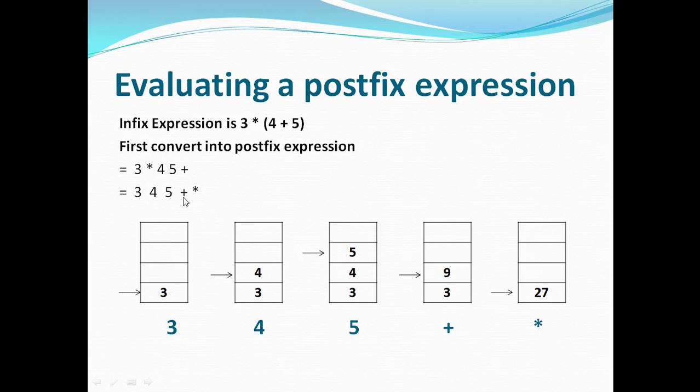Then the next character is the operator plus, so the topmost two elements, 5 and 4, will perform the operation. So addition of 5 and 4 is equal to 9. Then the next character is the multiplication. So the topmost two elements will perform the operation, that is 9 multiplied by 3, which is equal to 27. So the result is 27.